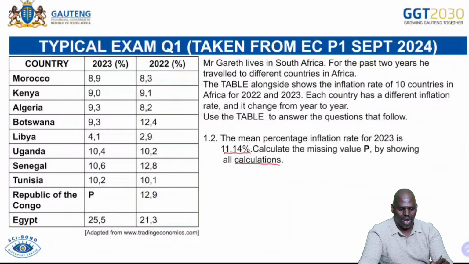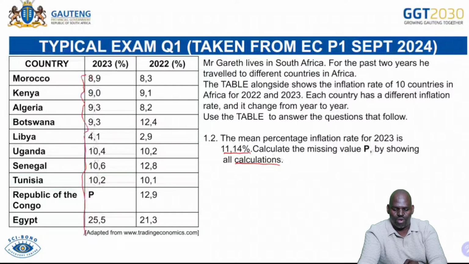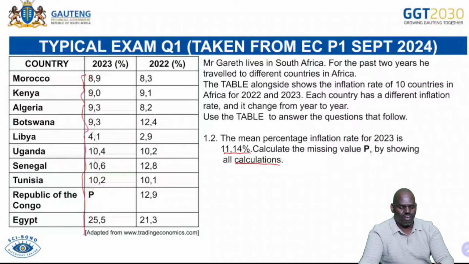Look at this. In this table, just check under 2023, we've got 1, 2, 3, 4, 5, 6, 7, 8, 9 values. 9 values are indicated in that table. The 10th value is P. And in this case, they say calculate the missing value P. We have to find the value of P. If we knew what the value of P was, we would just add up and divide by 10. But we won't be able to find the answer because we don't know what the value of P is.